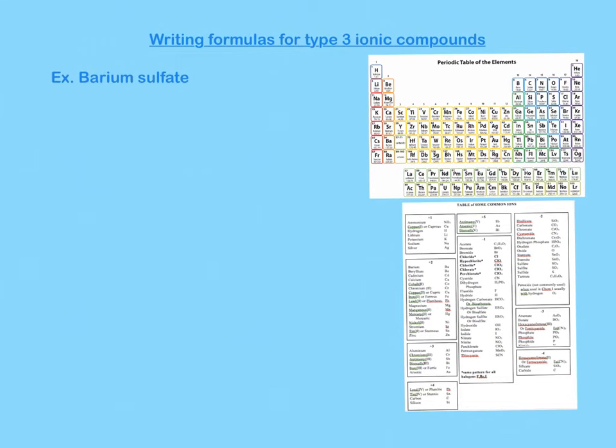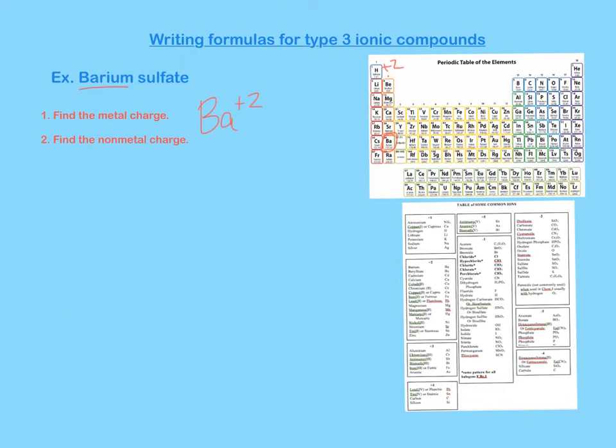Okay, so let's move on to writing the formulas when you have the names. So our first example is going to be barium sulfate. First, I want to find the metal and its charge. So I know that the metal is my first element, which is barium. Barium is found right here in the periodic table. It is in column 2, so it has a +2 charge. So I would write Ba with my +2 charge.